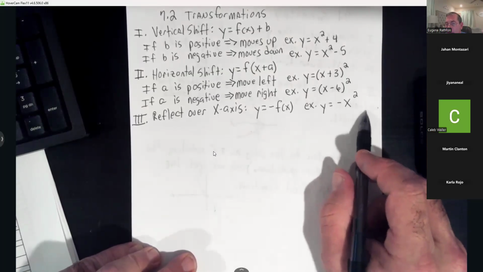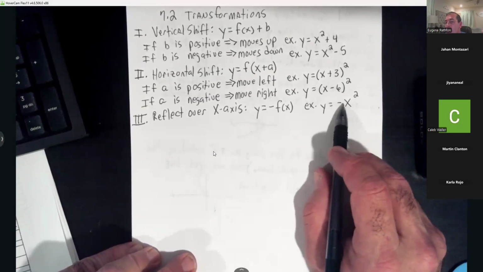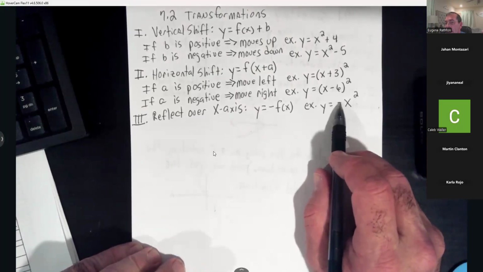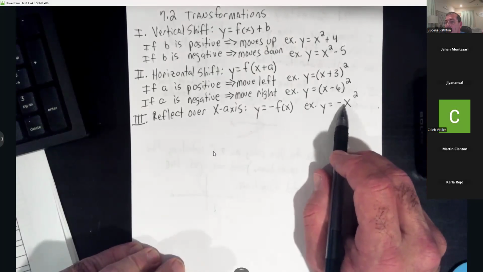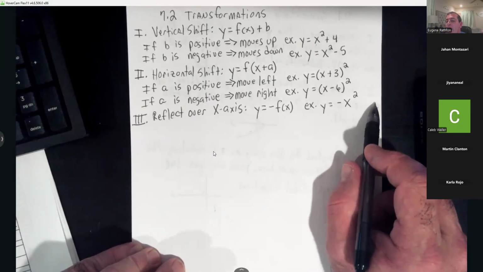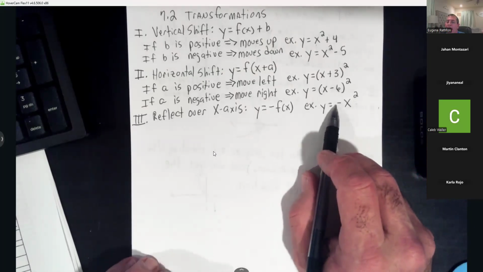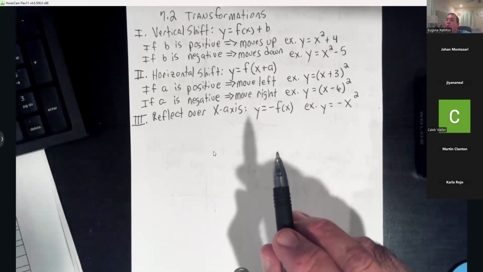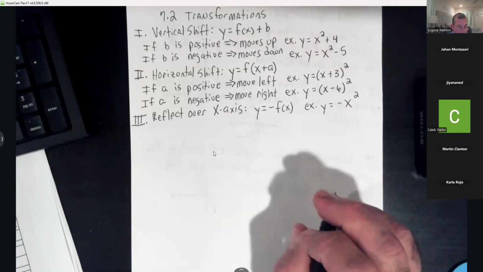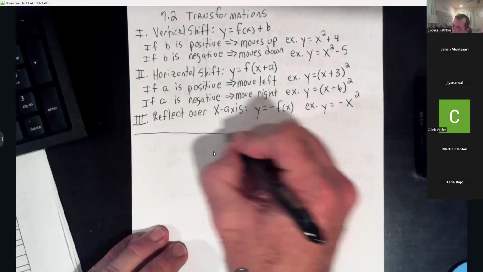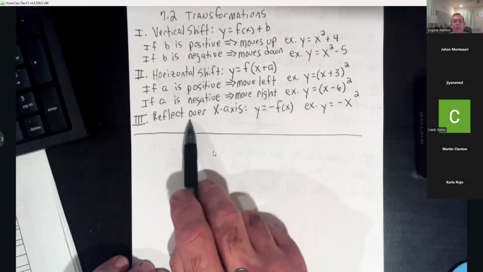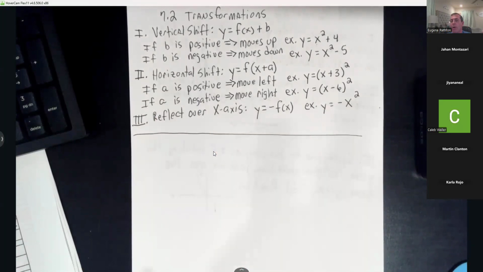X squared graphs look like a U-shaped parabola, but when we threw a negative in front of it, and y'all saw that on that last test, when I put a negative in front of the x squared, it flipped it over like an upside down parabola, okay? So that negative just takes the graph and flips it over the x-axis. These are the three moves we're looking at, and we're going to be moving those basic graphs. So we're going to get in here and knock out 7.2 on the homework.